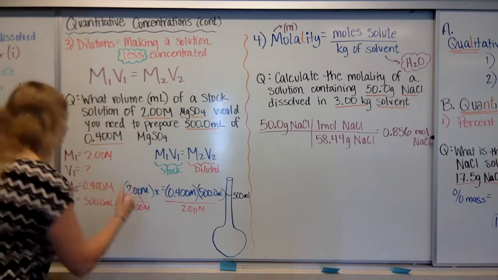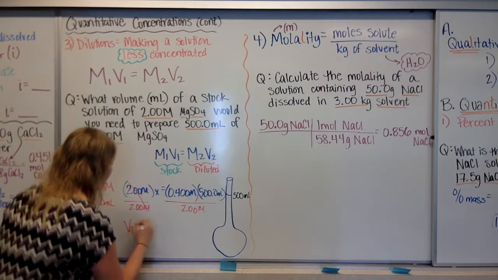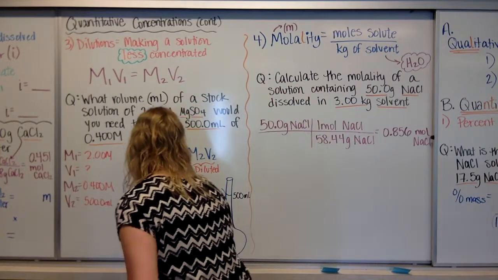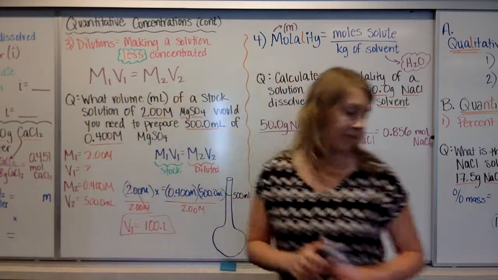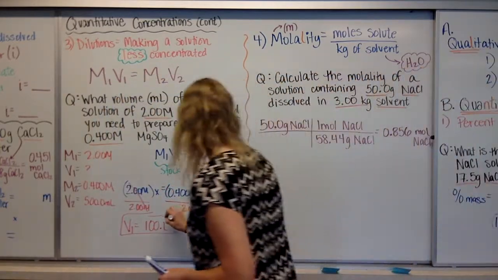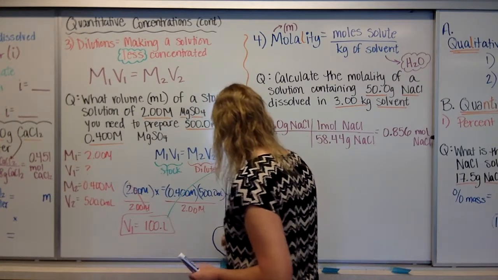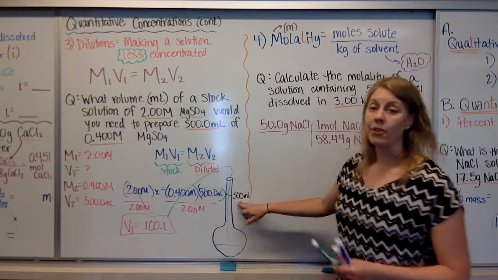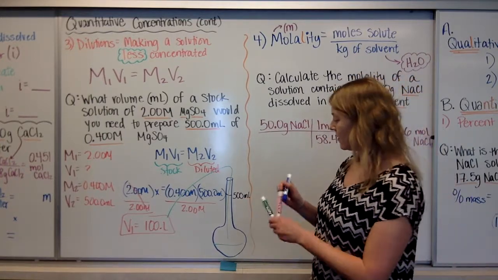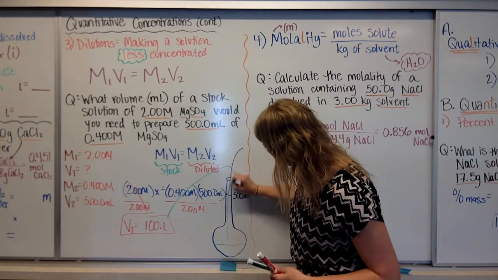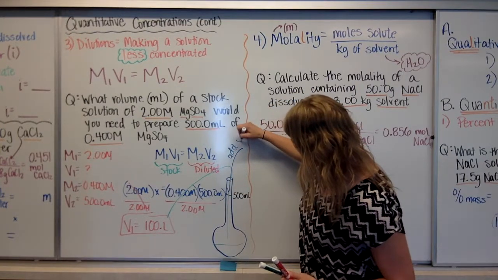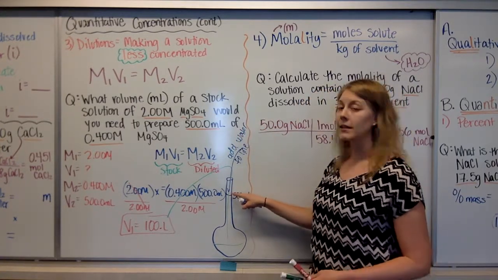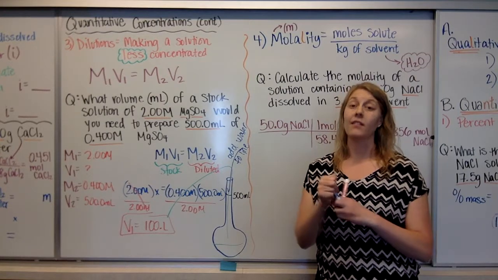On our first volume, the volume of that stock solution that we need is 100 liters. So what we're going to do to make this is add 100 liters of that stock solution. But we want 500 milliliters of solution. So then we'll add water to the line, and we'll have 500 milliliters of our more diluted solution.